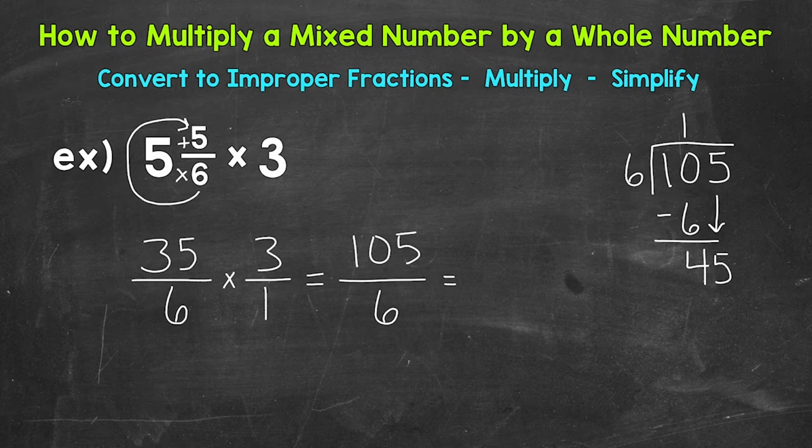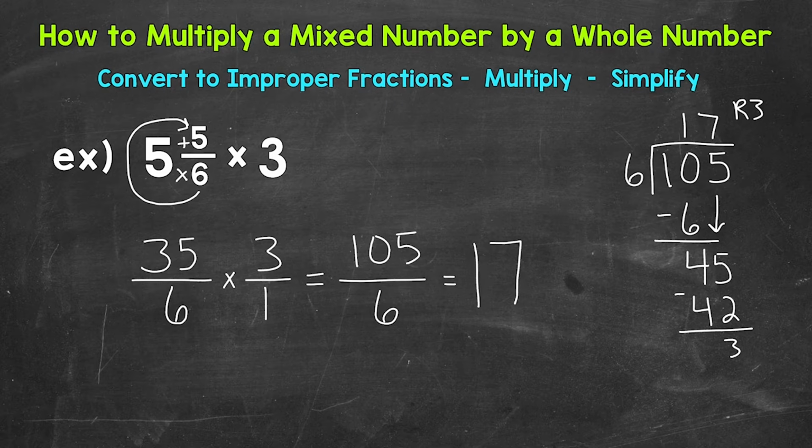How many whole groups of 6 out of 45? Well, that's going to be 7. That gets us to 42. So 7 times 6 is 42. Subtract, and we get a remainder of 3. So we do not hit 105 exactly. We have something left over, that remainder 3. So 17 whole groups of 6 out of 105. That's going to be our whole number portion of the mixed number.